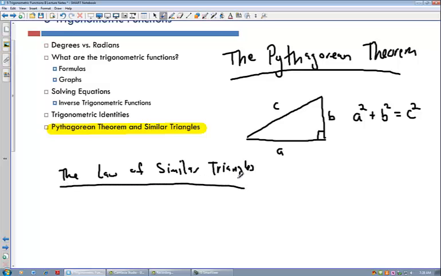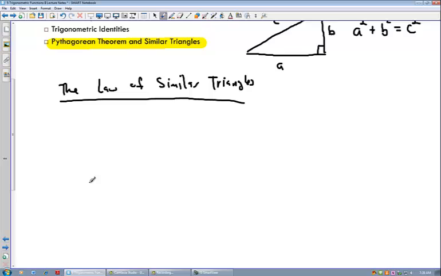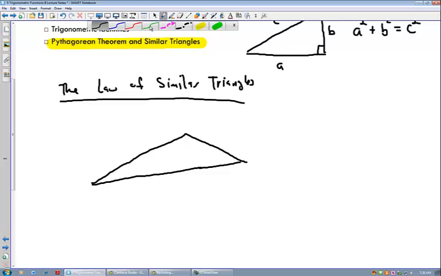The idea behind the law of similar triangles is if you have two triangles, let's draw it like this, and they have all the same angles, so I have this big black triangle and this little green triangle. These are the same sides. I can label the little green one little a, little b, and little c. And I can label the big one, of course, capital A, capital B, and capital C.